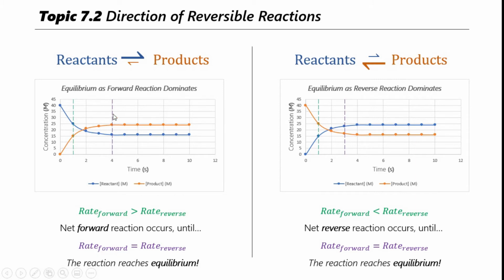Once we hit this point here, around 4 seconds, where the rate of the forward reaction is equal to the rate of the reverse, our reaction is at equilibrium. And then we can see we're at equilibrium because our concentrations are no longer changing.